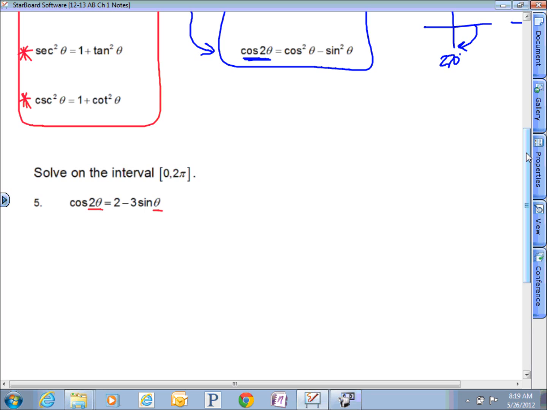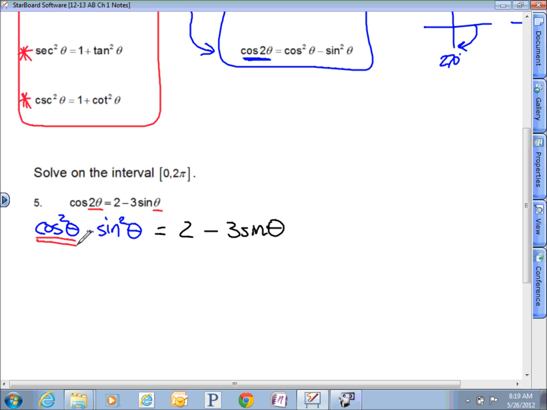Cosine 2 theta is the same as cosine squared of theta minus sine squared of theta. Now I've rewritten this thing, and what I've successfully done is get it all down to the exact same reference angle. Now we're talking. But now we play the game. I've got all these sines of theta, and I've got this oddball cosine of theta over here. Sure would be nice if I could get rid of that.